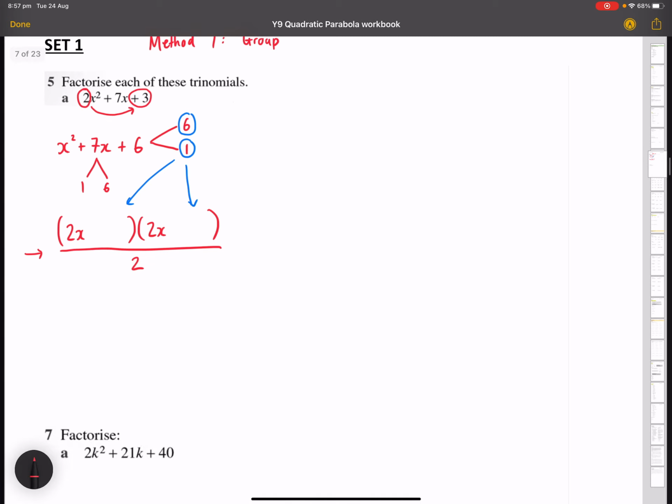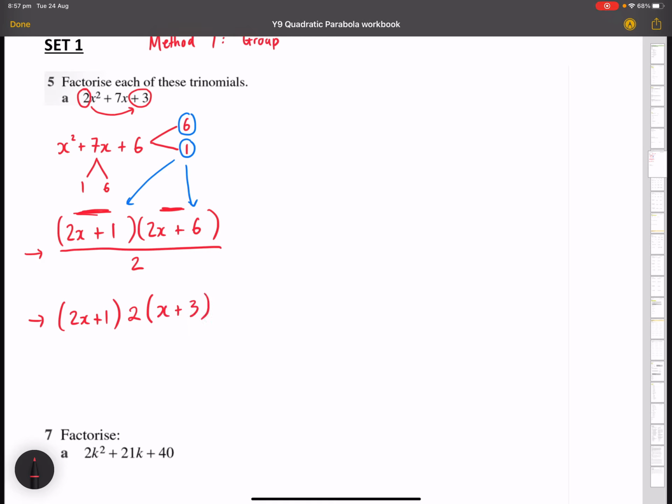So now you're going to have plus 1, and then plus 6. Now we look at the top two terms and see which one we can factorize out. The first one, I don't think I can factorize out, so I'll just leave it as 2x plus 1. But the second one, I can factorize a 2 out. So I take a 2 out, and I have x plus 3.